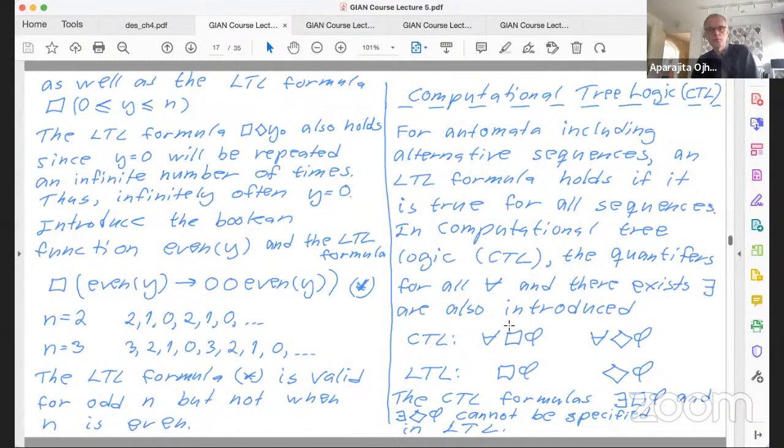In some sense, computational tree logic is more limited, but you cannot say that CTL is a special case of LTL or the opposite. They are complementary. But the interesting thing is that these two languages can be unified in something called CTL star. But let me come back to that.